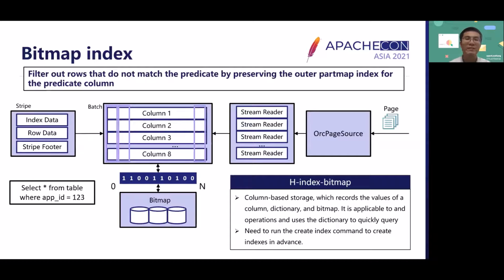The drawback is that the bitmap index also needs the create index command to create indexes in advance. And unlike the B-tree and the Bloom filter index technologies, it cannot filter out the data before data scheduling. That is, data is still loaded from the network. But we can use the bitmap index to reduce the data amount sent to the query engine.